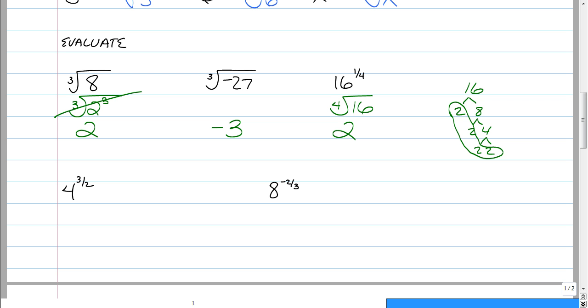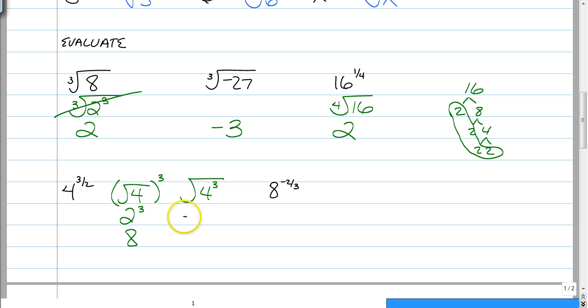So what would 4 to the 3/2 be? Well, how about we write that in a different way? What if we were to rewrite this as the square root of 4 raised to the 3rd power? Just rewrite it as a radical. We know the square root of 4 is 2, so 2 cubed is 8. Done. That's all it takes. If you wanted to do it the other way that we've written them, that would be the square root of 4 cubed.